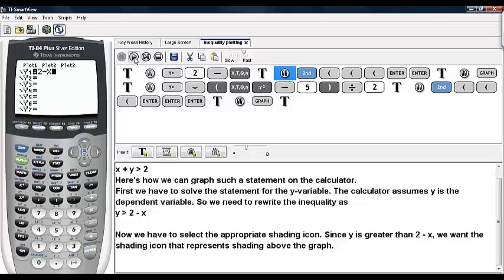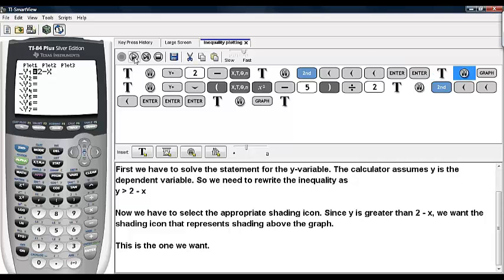So we need to select the appropriate icon that represents shading. Since y is greater than 2 minus x, we want the shading icon that represents shading above the graph. So we hit second and the left arrow. That brings us to the beginning of the plot. And we continue to hit the left arrow until we get to the very end. And this is the icon that we want. This icon here represents shading above the curve.